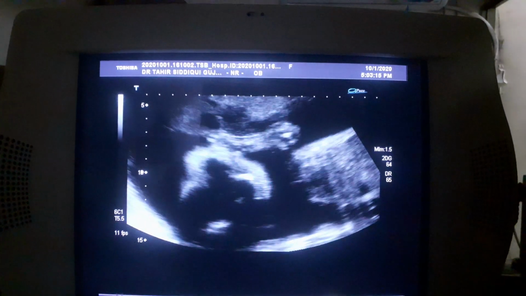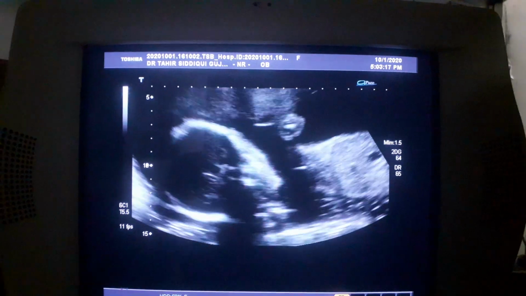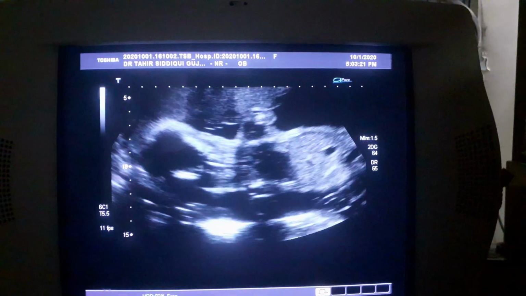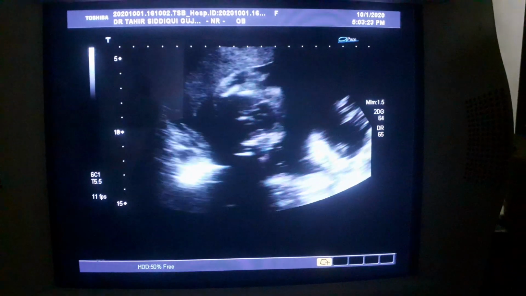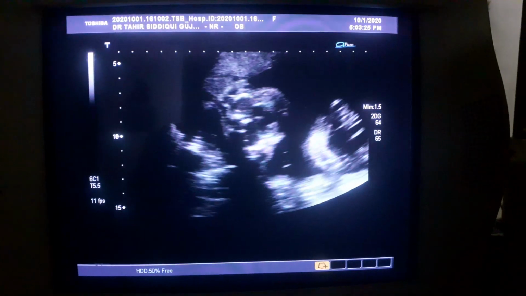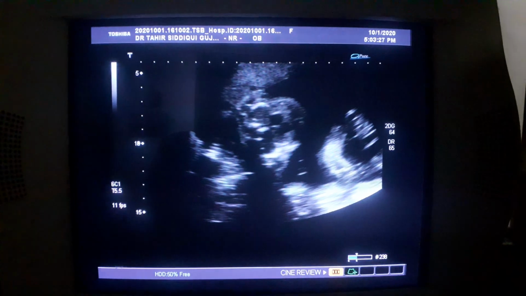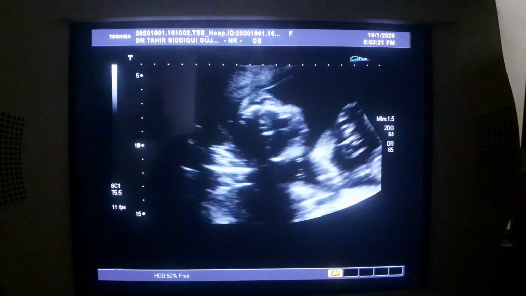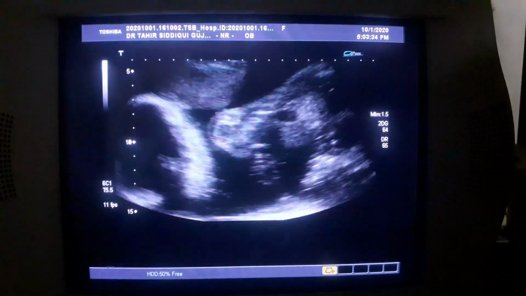I'm sorry, because of the hyperactivity of the fetus, I'm taking some more time than usual. This is the four-chamber view. This one. So heart is normal, no cardiac issue.